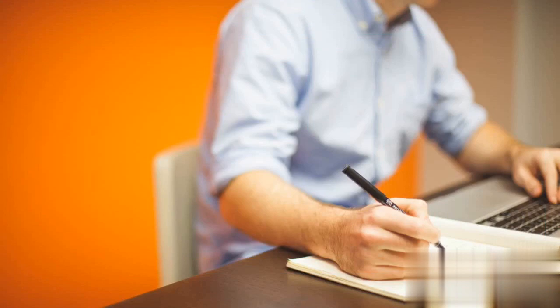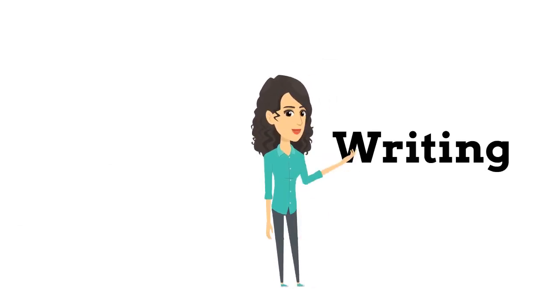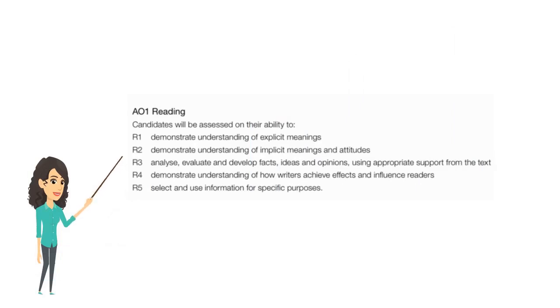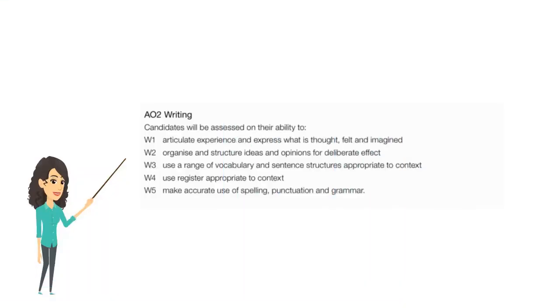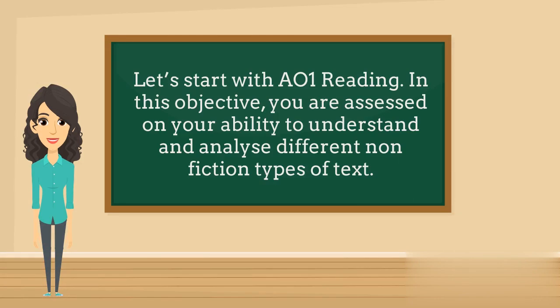To explore in depth, the core of English language assessment objectives are pivotal in evaluating your reading and writing skills. As you can see on the screen, there are 2 main assessment objectives, AO1 for reading and AO2 for writing. Each of these objectives has 5 criteria that you need to master in order to ace your exams. Let's start with AO1 reading.